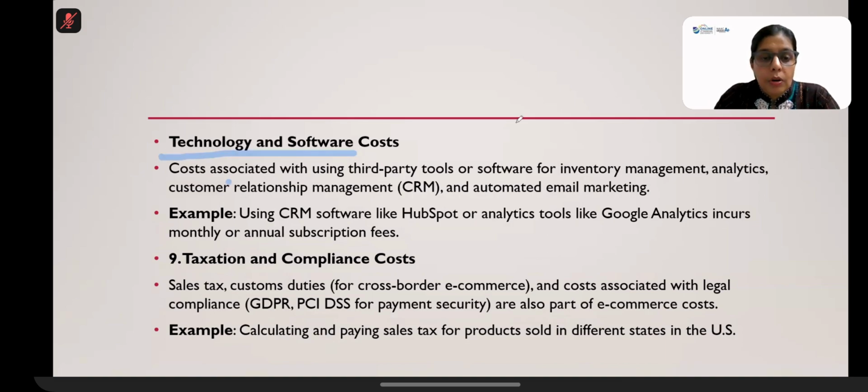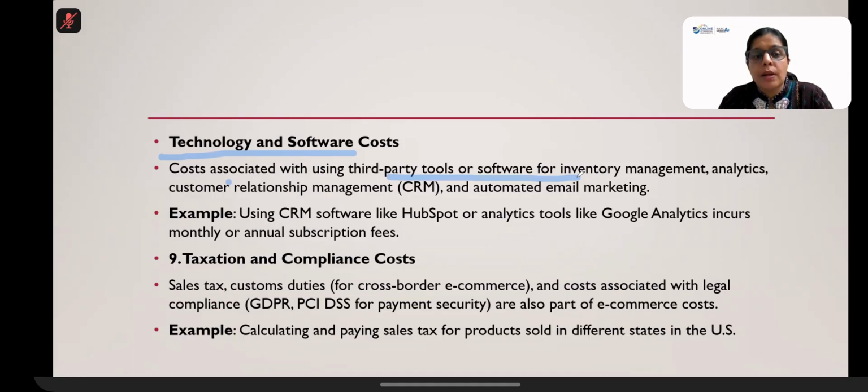Technology and software cost is associated with using third party tools or software for inventory management. So you have to track the level of inventory. Last time we also discussed how it's a very unpleasant scene when customers have placed orders and paid for them, and after that you inform them that the product is out of stock. So you have to maintain software that will track the inventory, how much is sold and how much is remaining in stock, and accordingly update the same on the website.